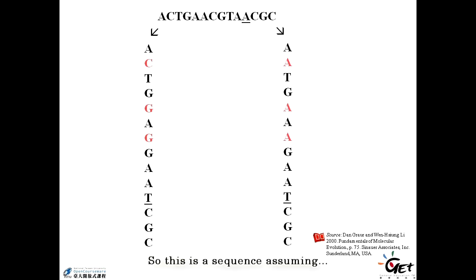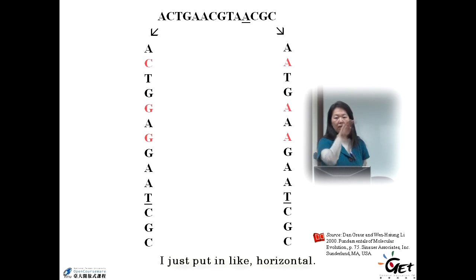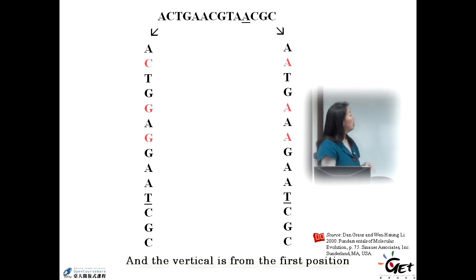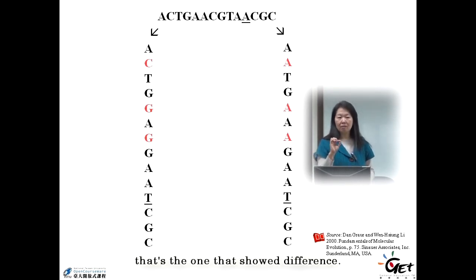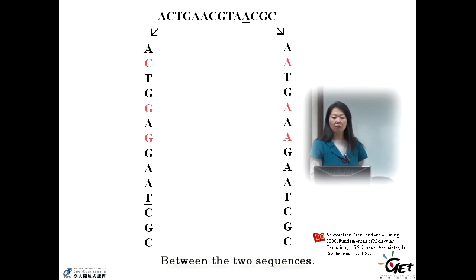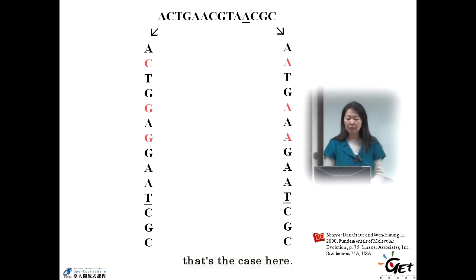This is what I'm going to illustrate here. This is from your textbook, and I also put it in the handout. On the top is the given ancestral sequence, which I put horizontally. The vertical one runs from the first position to the end and is homologous to this ancestral sequence. Marked in red are the positions that show differences between the two sequences. Here we assume we know the ancestral sequence.